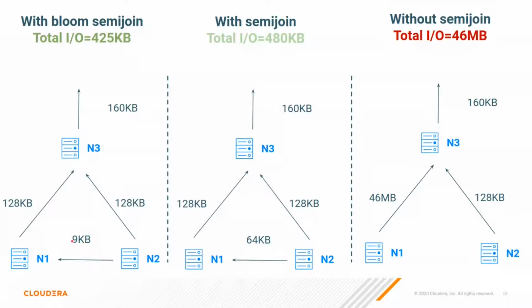So by performing a Bloom filter semi-join, we reduced even more the total I/O cost, and essentially, because we prune data early, we reduce the CPU and memory of the following operators.